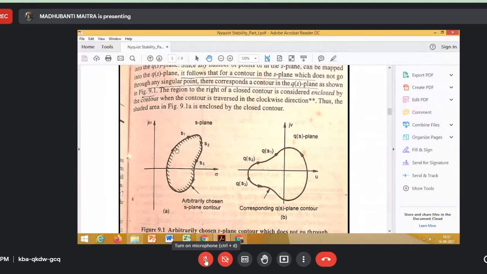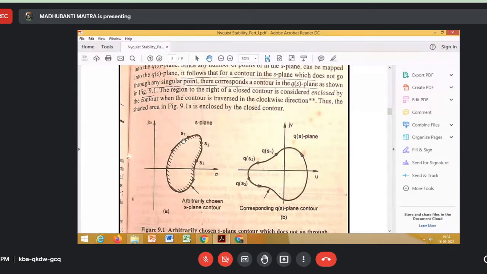So let's take a closed contour on the S plane, and the basic assumption is the contour will not pass through any singular point of the QS. In other words, at all the points on this contour, the function QS will be analytic. Clear?